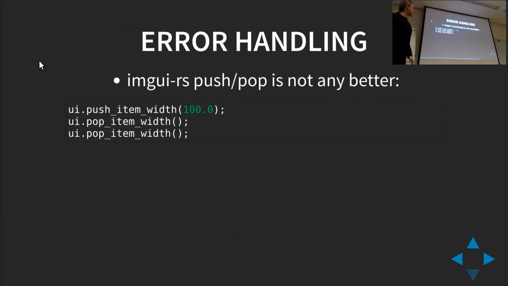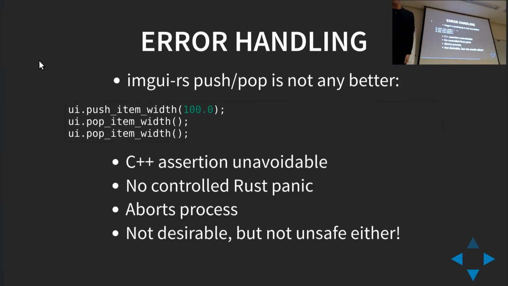Now, in IMGUI-RS, you also have the push and pop functions, and they are not any better. It's the same. If you call pop twice after just calling push once, it will abort the process. Because the design is that the C++ assertions are in the Dear IMGUI code. There's no way to avoid those. You don't get the controlled Rust panic, you don't get the backtrace, you can't catch the panic. There's no usual Rust error handling. It just aborts the process. One of the important things to note here is that even though this is not a nice thing, it's not unsafe. These functions are safe. They might do bad things, but they are safe.